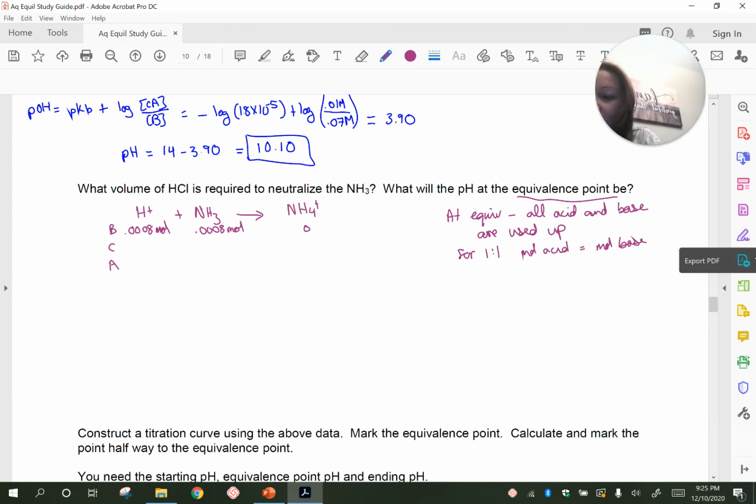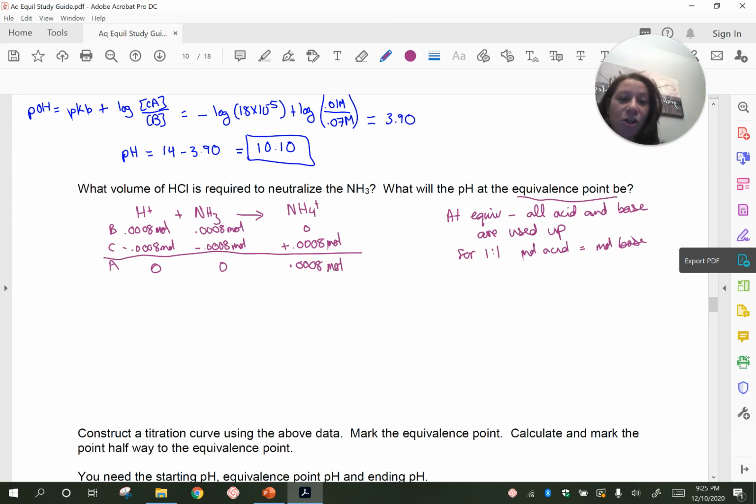So let's do this. We're going to use both of them up. So we're going to use up 0.0008 moles of each, and we're going to form 0.0008 moles of the ammonium. So at the end of the reaction, I have no acid, no base. I do have some of that conjugate left, though. Okay, so how do I know the concentration of my ammonium that's left? Well, I need to find what the total volume is, which means I need to find the volume of the HCl, which is what they're asking for, right? So how do I do that? Well, I know the moles of acid that I used, and I also know the concentration, so I can figure out what my volume is.